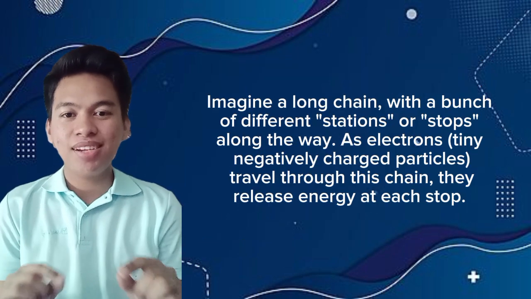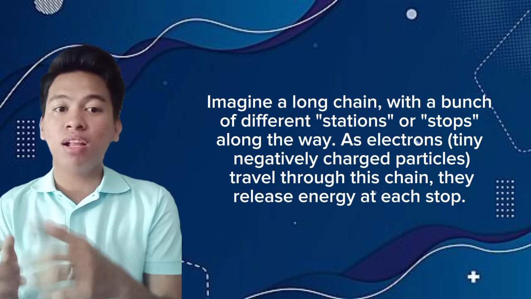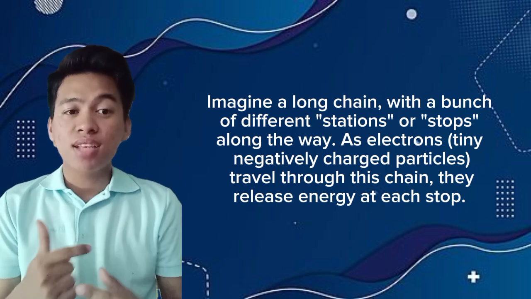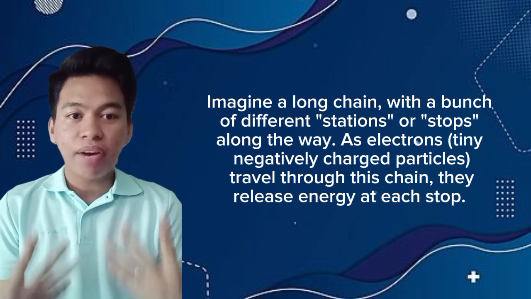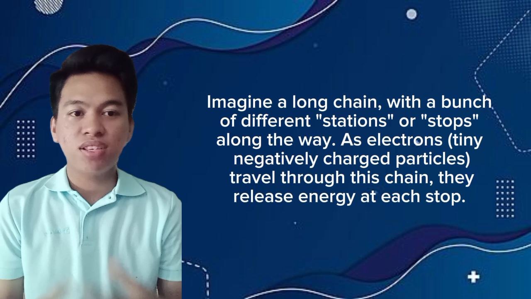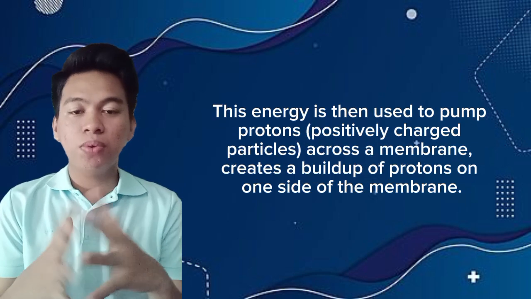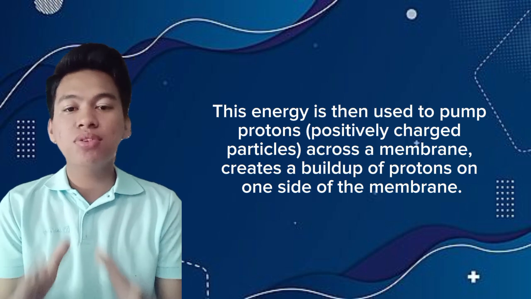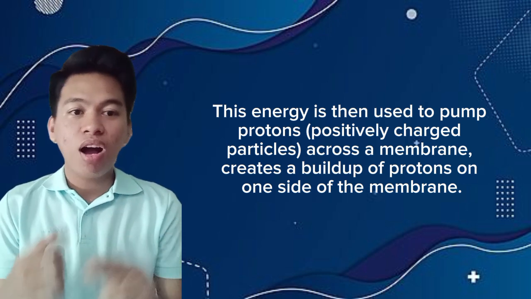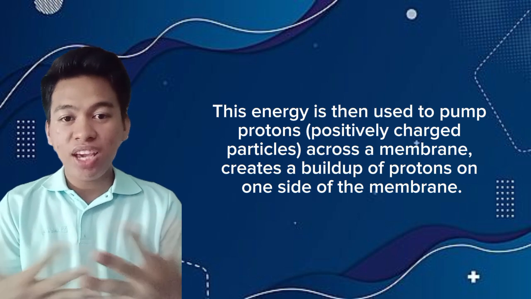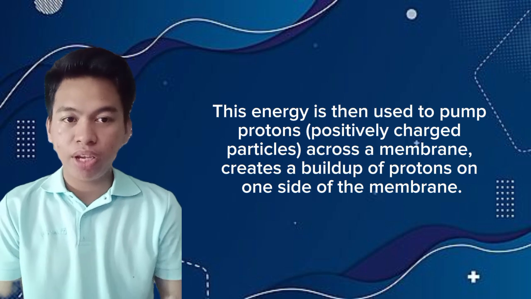Imagine a long chain with a bunch of different stations or stops along the way. As electrons, which are tiny negatively charged particles, travel through this chain, they release energy at each stop. This energy is then used to pump protons, which are positively charged particles, across the membrane, creating a buildup of protons on one side of the membrane.